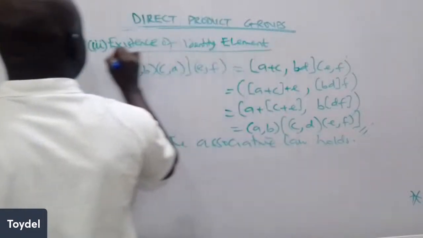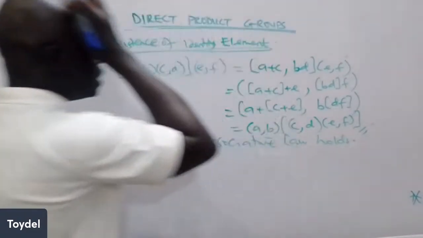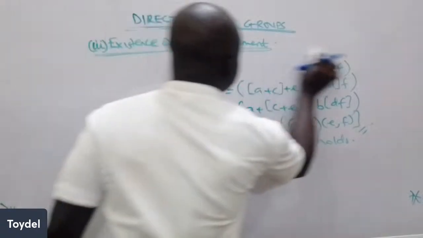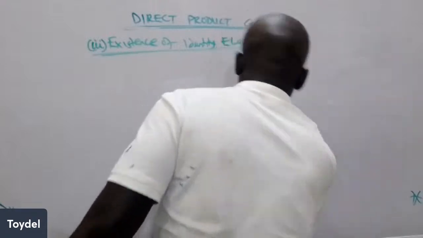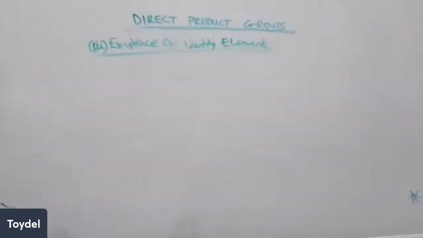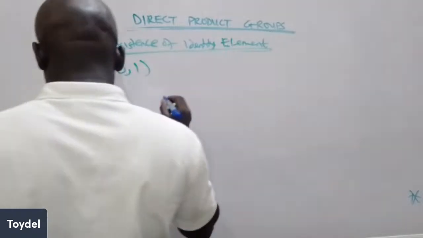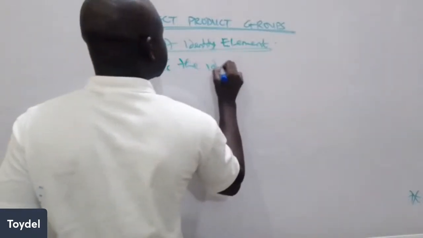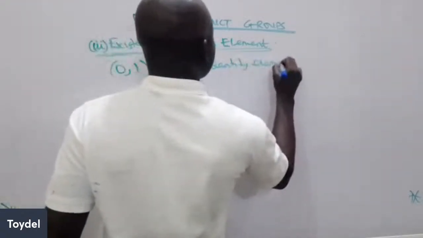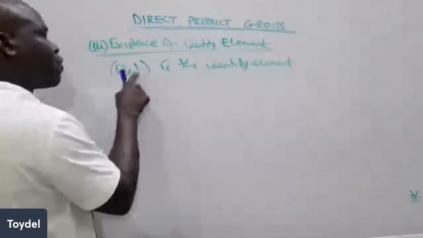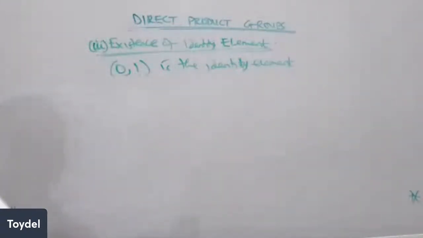Of course, for the Z4, the identity element is 0 under addition. Then for the Z5 asterisk multiplication, the identity element is 1. Under the identity element, we don't really have much to say, so let's just follow the steps. We know that 0, 1 is the identity element. How do we know? It's an established fact that the identity element under addition is 0, while the identity element under multiplication is 1.